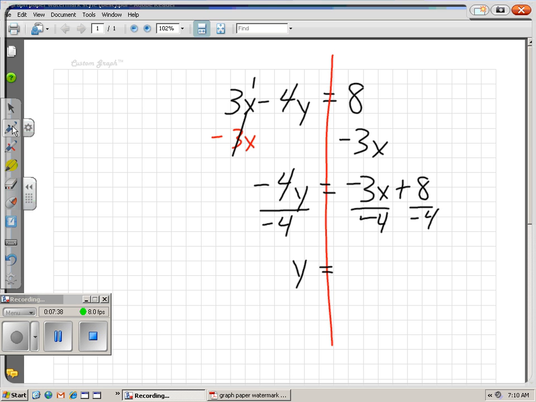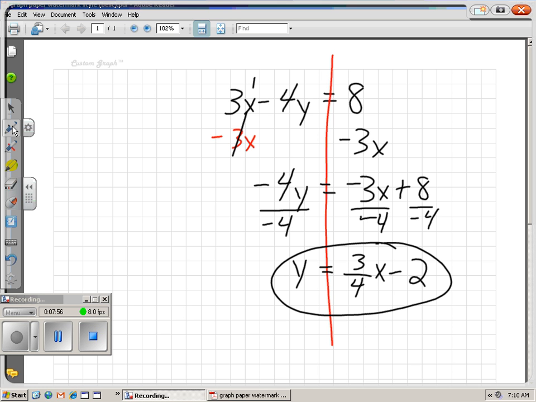So y equals, now negative 3 over negative 4. A negative over a negative, that's really a positive. So I have a positive fraction, 3/4. Put the x about halfway up. And then positive 8 divided by negative 4 is a negative 2. So I have 3/4 x minus 2.